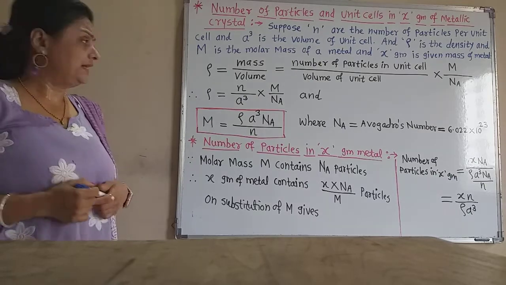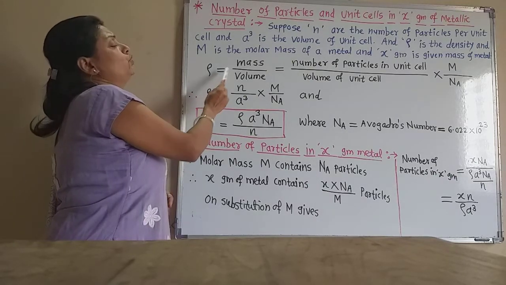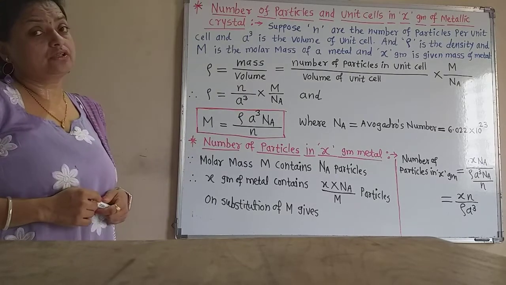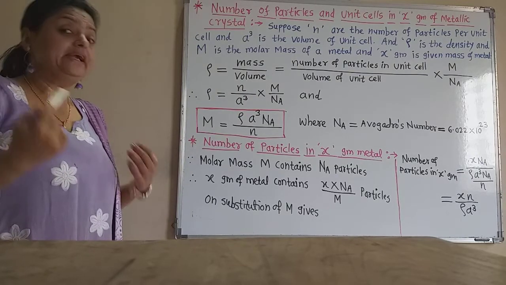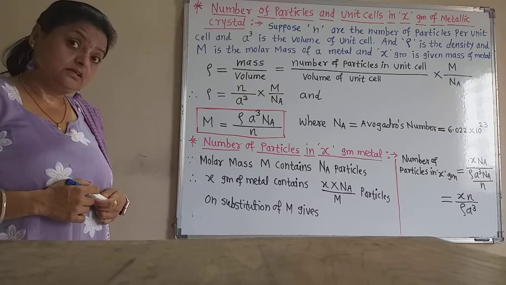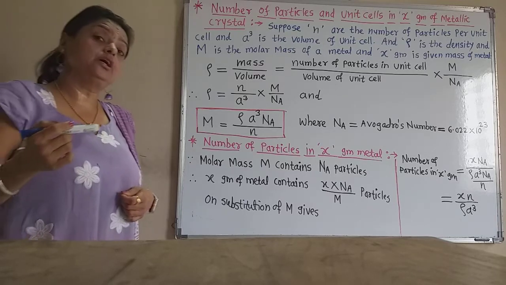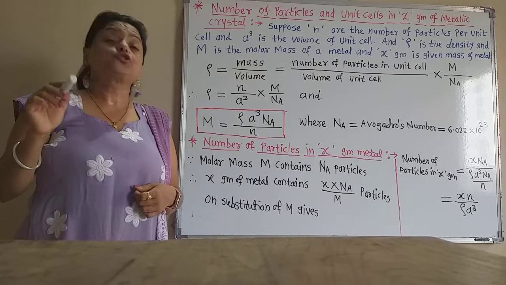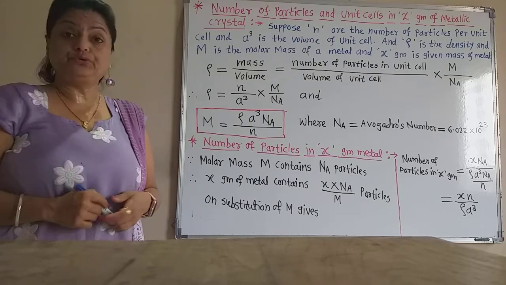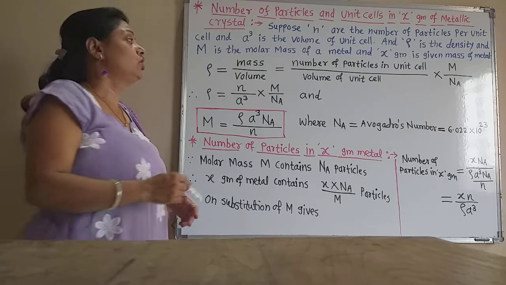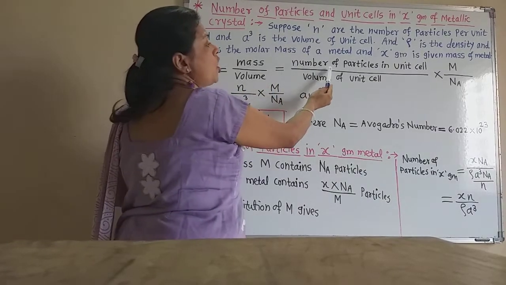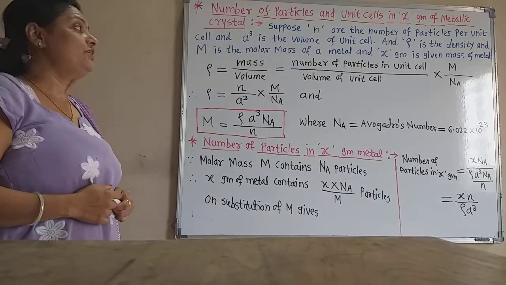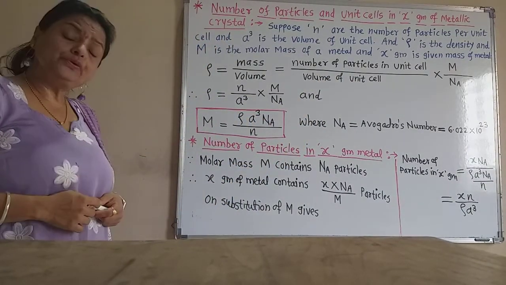Then we know that density rho is equal to mass divided by volume. Now here the mass of that metal is the mass present in the unit cell, that is the mass of the particles present in that unit cell. We know that. So mass means the number of particles in the unit cell, and volume is the volume of the unit cell.